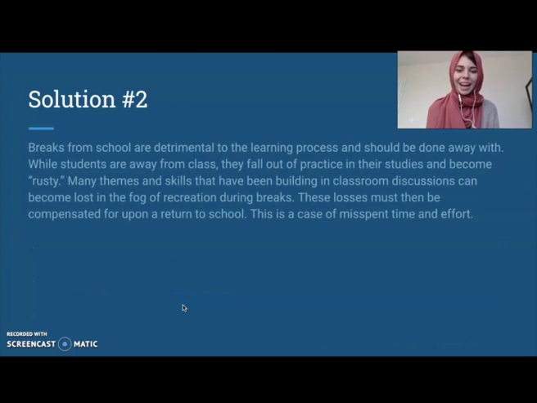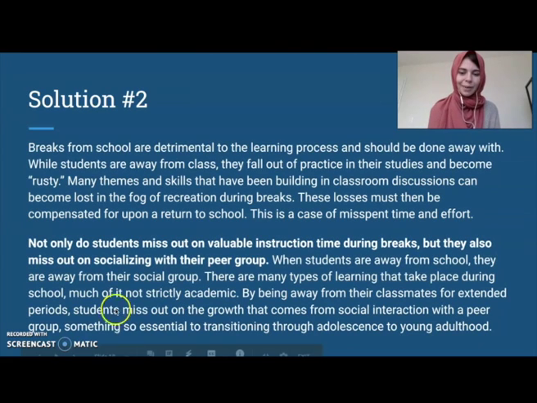So once again, we went ahead and put this in here for you, so that way you can have an idea. Here we say these losses, so the academic losses, must then be compensated for upon a return to school. This is a case of misspent time and effort. Not only do students miss out on valuable instruction time during breaks, but they also miss out on socializing with their peer groups. Because when students are away from school, they are away from their social group.